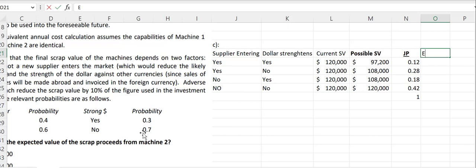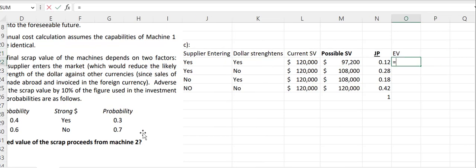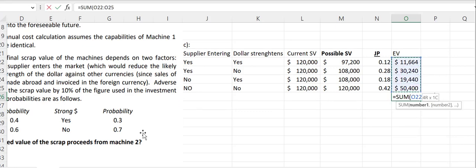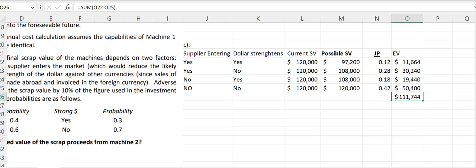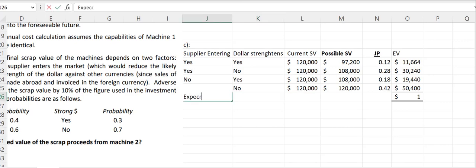So now we need to find out the expected value. For that, we need to multiply the possible outcome with its probability. So there is a 12% chance that we might be having a scrap value of 97,200. So multiply these two, and then we have to do the same for the rest of the values. And then we have to add these values together. And this is going to be our expected scrap value. This is what the answer is.